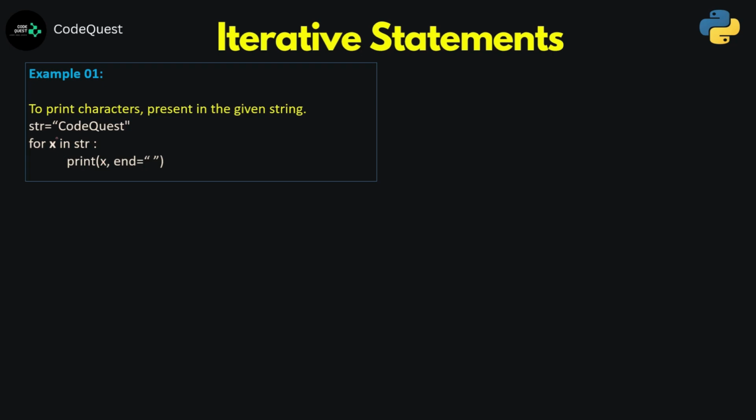So x is going to take up C the first time, and the same x is going to move ahead the second time by looking into O, and then D, then E, followed by all the rest of the characters. As a result we are able to get each of the characters present in the string. This end equal to space is because I wanted all these individual characters to be printed on the same line. If I do not use this end, I will get C, O, D, E, each one on an individual line.